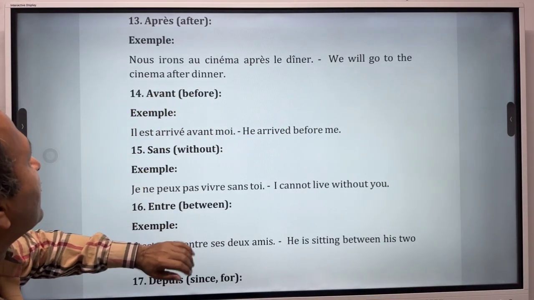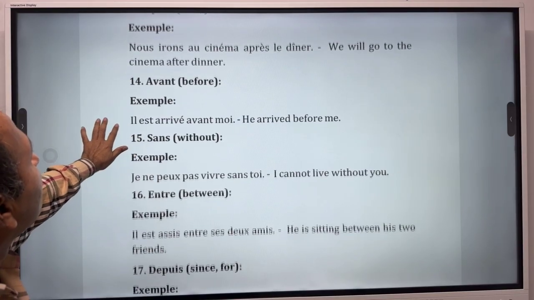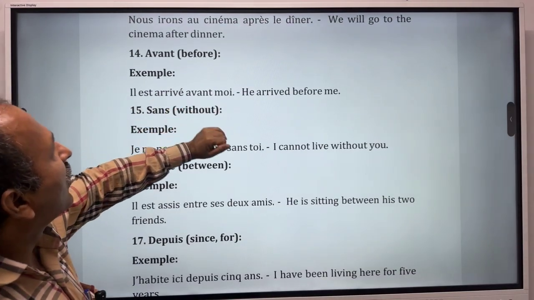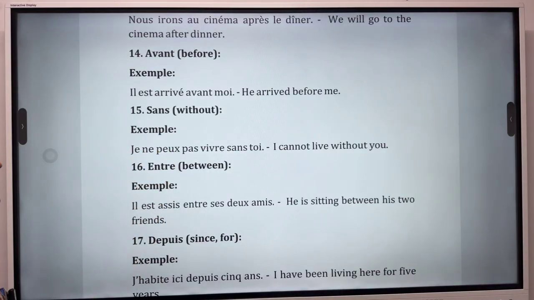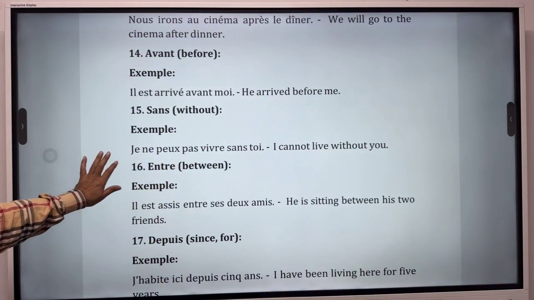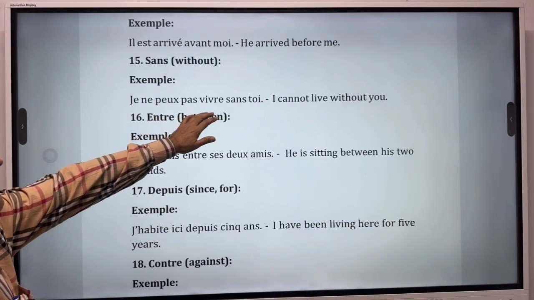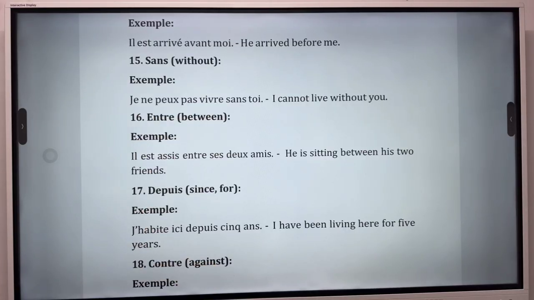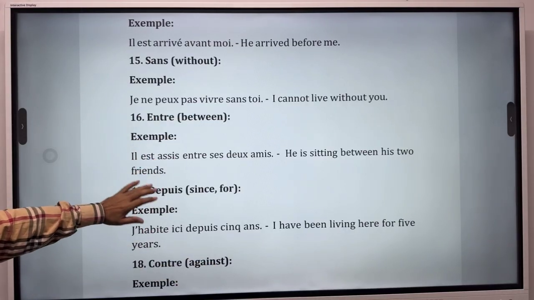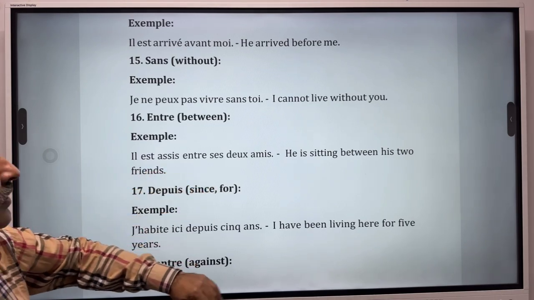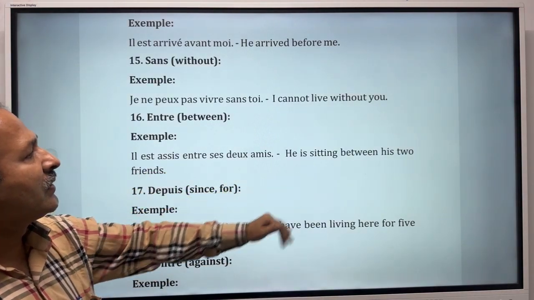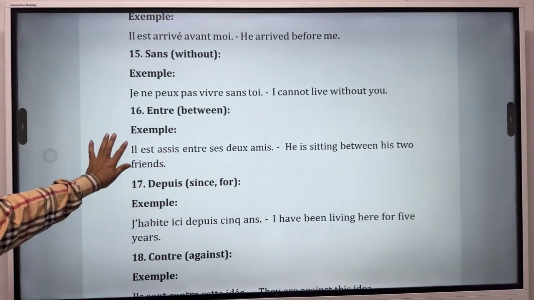Then avant, which means before. Il est arrivé avant moi. He arrived before me. Next preposition is sans, which means without. Je ne peux pas vivre sans toi. I can't live without you. Entre, between. Il est assis entre ses deux amis. He is sitting between his two friends.